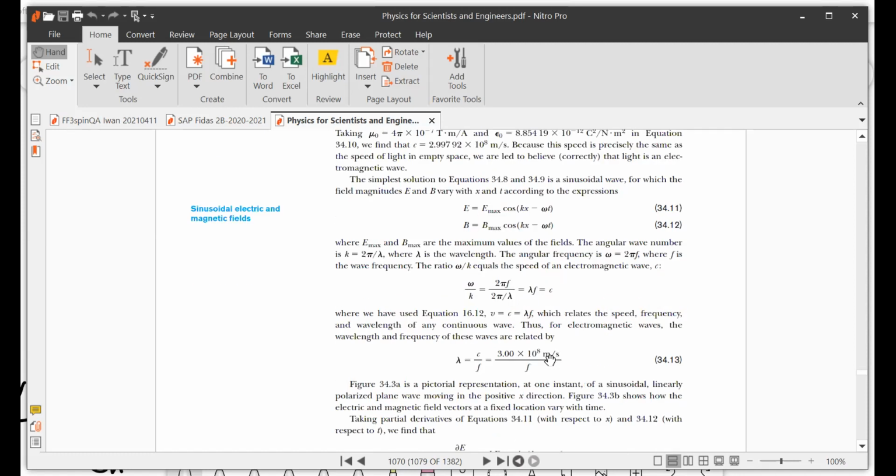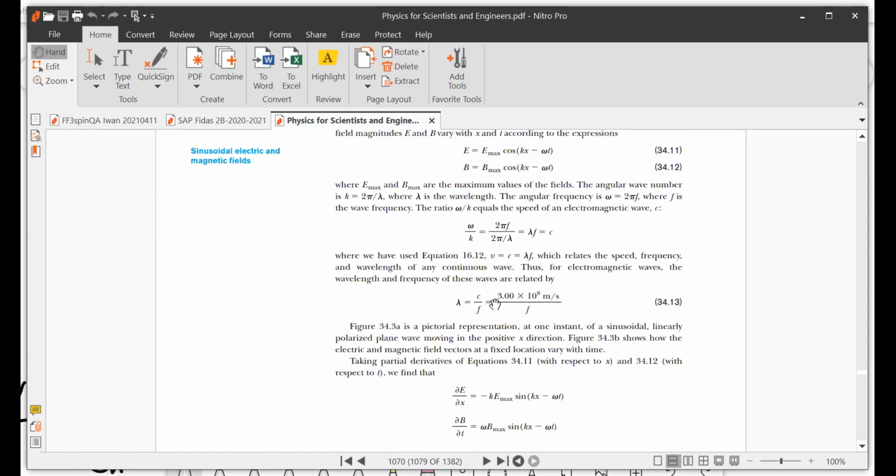The approximate number for c is 3 times 10 to the 8 meters per second. You can imagine that with this speed, the electromagnetic wave can move around the Earth around 7 times in one second, and it could also travel from the sun to the Earth in around 8 minutes. We know that the distance from the sun to the Earth is around 150 million kilometers.